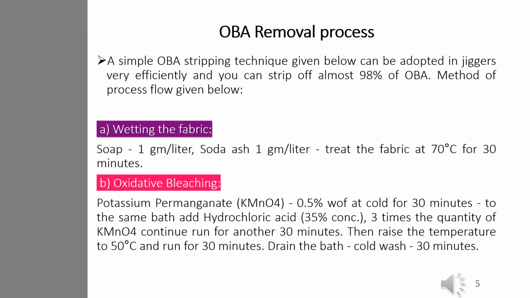So the first method for optical brightening agent removal process is wetting the fabric. For this purpose we need soap. The quantity of soap is 1 gram per liter and soda ash is 1 gram per liter. In the removal process, we can treat the fabric at 70 degrees centigrade for 30 minutes. So, by applying this procedure, we can remove the optical brightening agent.